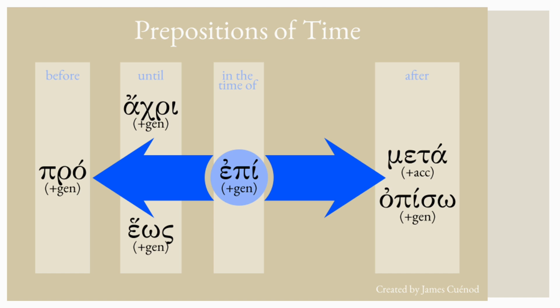Archi or heos would mean until. Something in the same time of, we're going to use epi with the genitive again. The word in is being used to mean in the present tense. So we would say it's in the same time that something else is happening. Epi. And after, we might use a word like meta and an accusative, or hopiso. An example is when John the Baptist says, the one coming after me, referring to Jesus, he says, hopiso mu, in the first chapter of John.